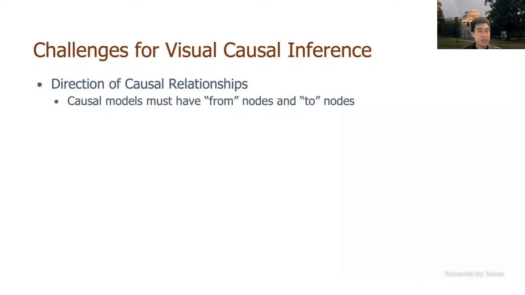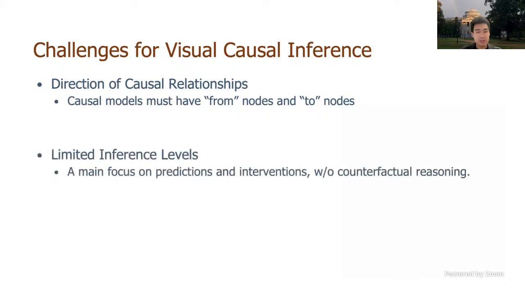Third, the current causal models must also capture the direction of those causal relationships. That is, for each link they should have a from node, which has a causal effect upon the to node, which makes the computation a lot more complex. Lastly, existing visual analytic systems primarily focus on the prediction and intervention levels in causal relations, neglecting counterfactual reasoning.